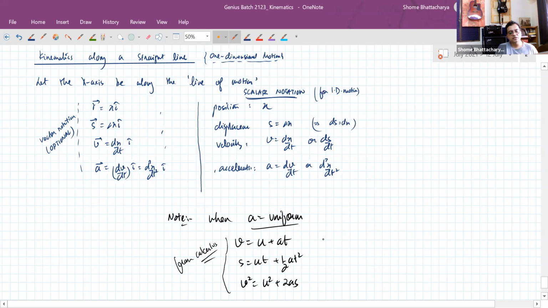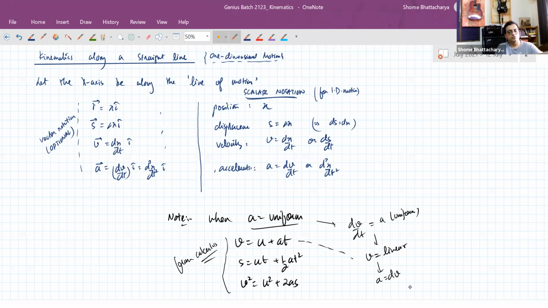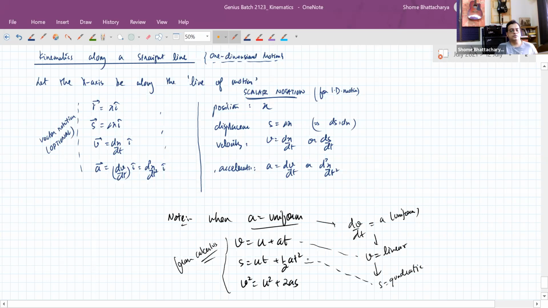If a is uniform, basically, you can see that dv by dt is constant. So that means v should be a linear function of time. And that's what this is showing. And if v is linear, that means s should be quadratic. And that is what this is showing. So more about this in the next lecture.